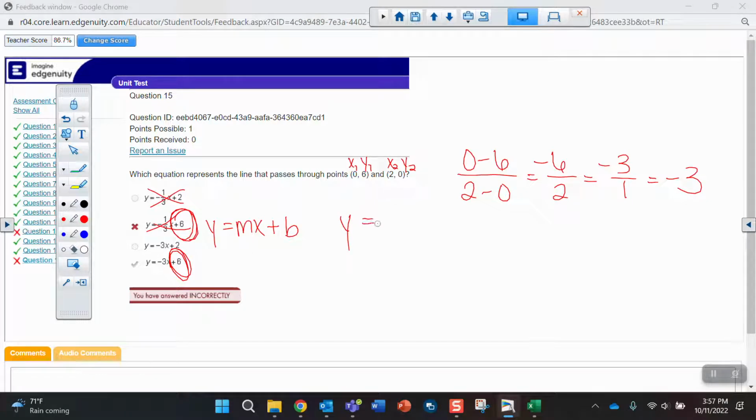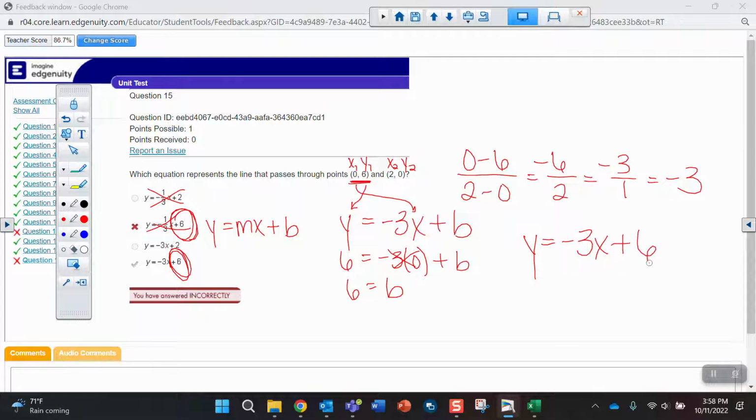So we have y equals negative 3x plus b. If you're not sure what b is, you can take either one of those ordered pairs and plug them in for x and y. Or you can start with point slope form. I'm not sure that's been taught to you yet, so I'm going to show you plugging in either ordered pair. I'm going to use this first one. I would put the 6 in for the y and the 0 in for the x, and solve for b. So 6 equals negative 3 times 0 plus b. This cancels out, 6 equals b. Now I'm going to rewrite my equation: y equals negative 3x plus 6.